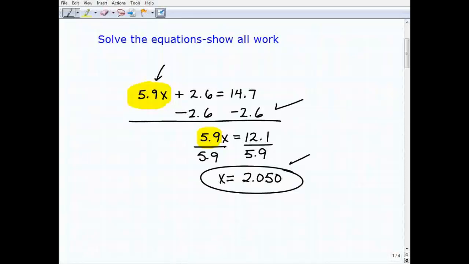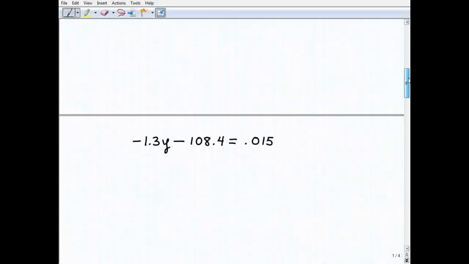Really, these one-step equations and two-step equations, just because we throw in decimals or fractions, it doesn't change the process. It's still pretty easy. And of course, you always need to write out your work. If you're not showing all your work, then you're taking a big gamble on whether you're going to get the right answer or not. Okay, so moving on to our next problem.